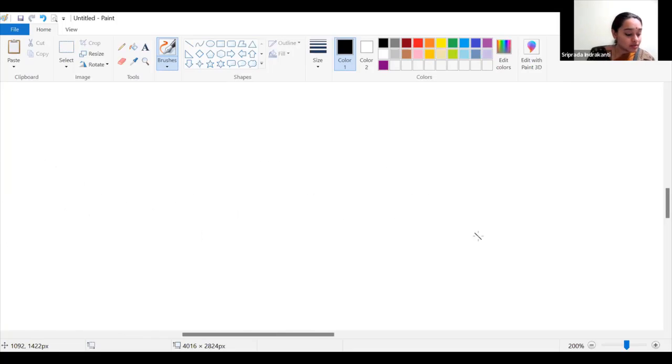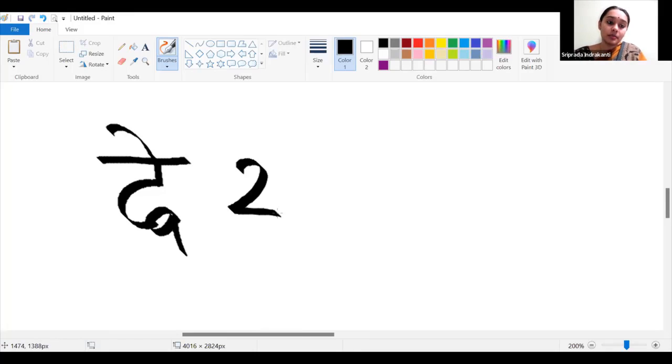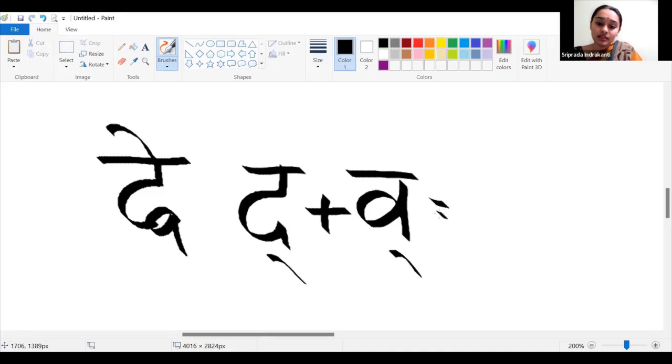We will go to the next one. You can ask the rest of the questions at the end because I've explained the basic idea. We have the letter dve, d and v. So it is interesting. It looks like an English A. Dve means the number 2. So it's a combination of d and v to make dve.